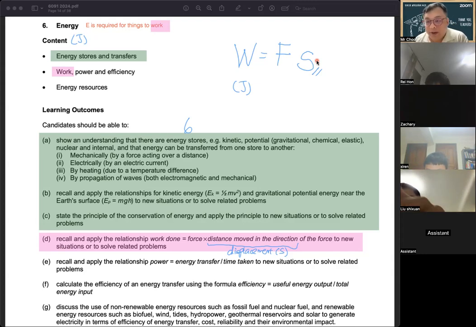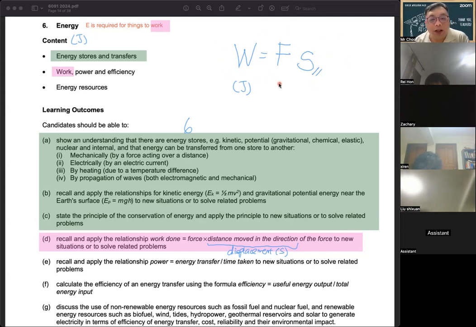Zachary, your S should be small letter. Well done. Ray Hong, your W and F have to be capital letters. Try again. Zachary, well done. Shishan, well done. Ray Hong, well done.